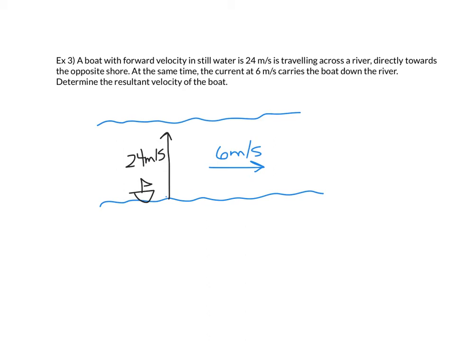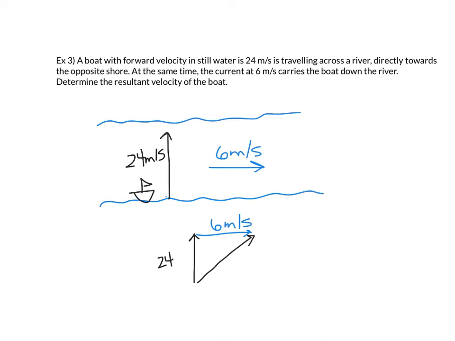So I'm going to use method 1. If you want to do this on your own and use method 2, you will get the exact same results. So the first thing that I'm going to draw is the 24 meters per second, so the velocity of the boat. And then at the exact same time, we have the current at 6 meters per second. So if I'm going to draw in my resultant here, again, I have these arranged tip to tail. I'm using method 1.